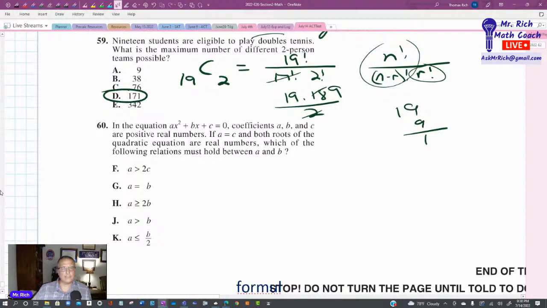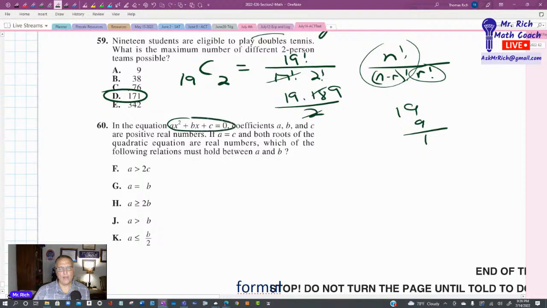Okay, 60. In the equation ax squared plus bx plus c equals 0, coefficients a, b, and c are positive real numbers. If a is equal to c and both roots of the quadratic equation are real numbers, which of the following relations must hold between a and b?